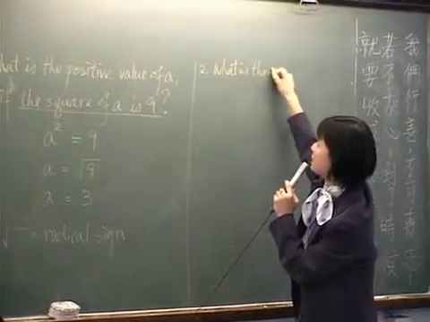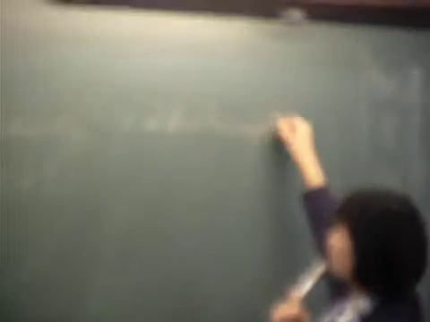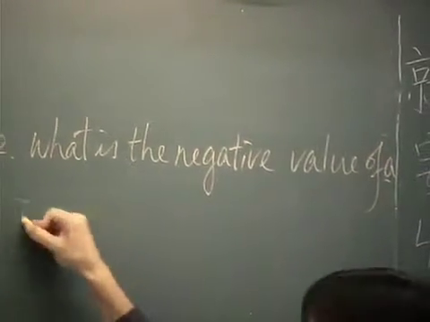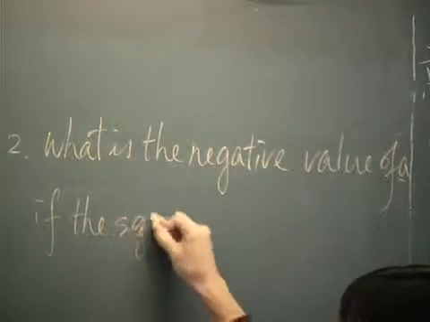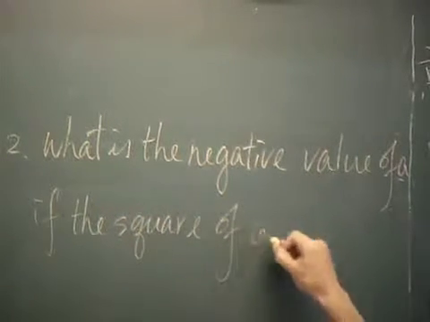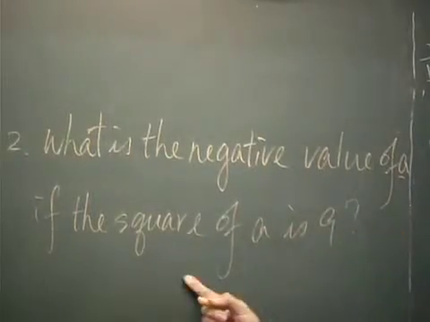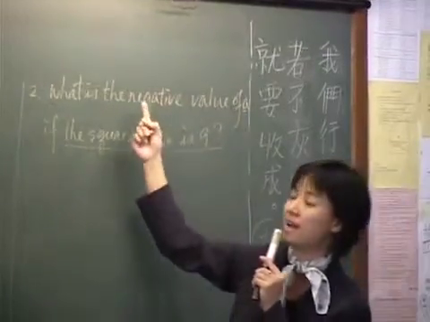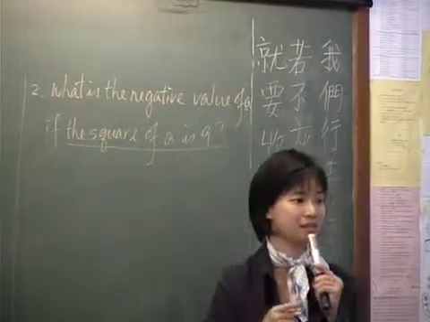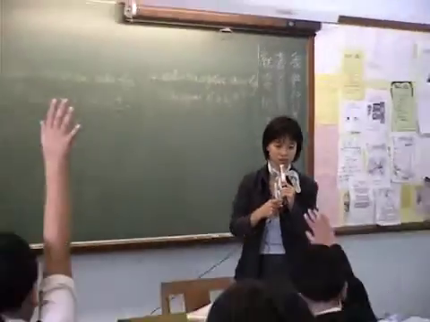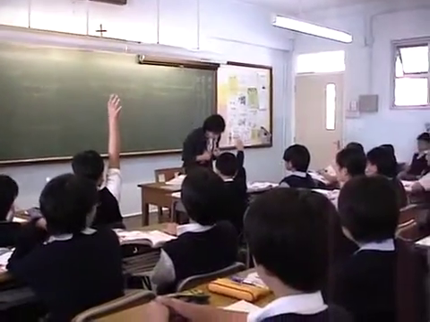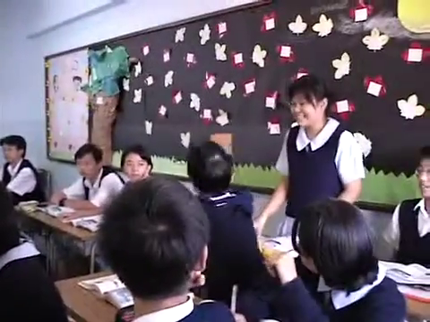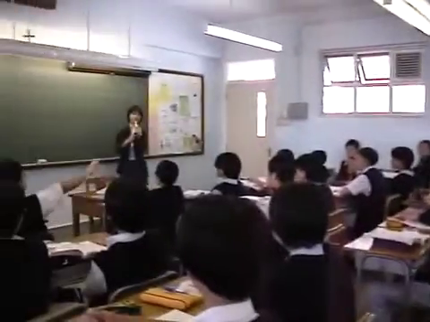What is the negative value of A if the square of A is 9? So the result is the same. The square of A is 9. But now you want to find a negative number. Can you find the answer? That's okay. Negative 3. So how can you find that?